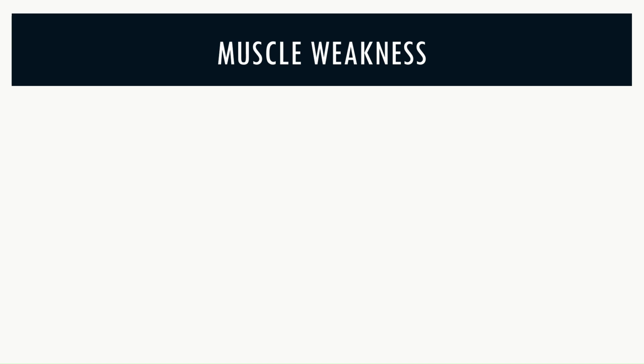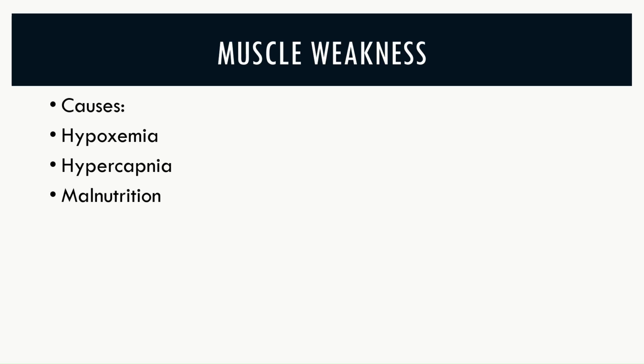Next pathological condition, muscle weakness. Muscle weakness of respiratory muscles can result from hypoxia, hypercapnia, malnutrition, steroid use, and inactivity. These factors are common in critically ill patients.